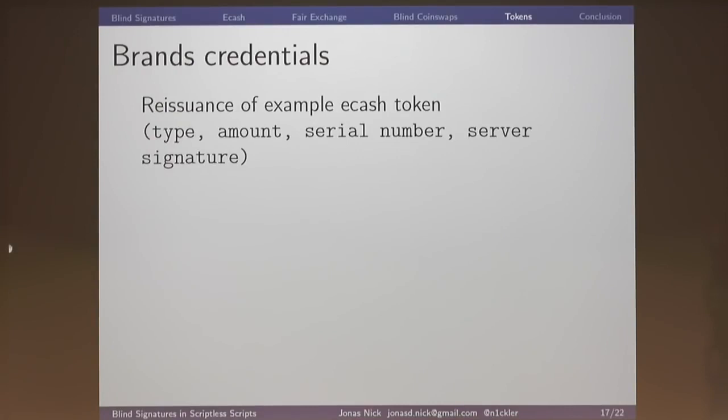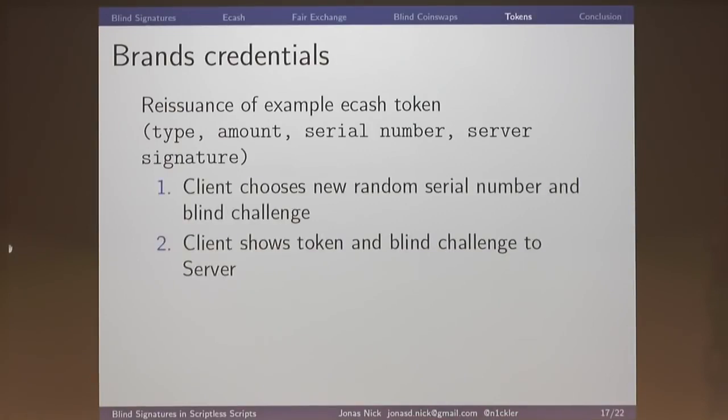So let's look at another example eCash token based on branch credentials. This is the same as before. Similar to before, it has a serial number and it has the server's signature, but now it also has an amount and a type. And the reissuance protocol in that case is very similar.